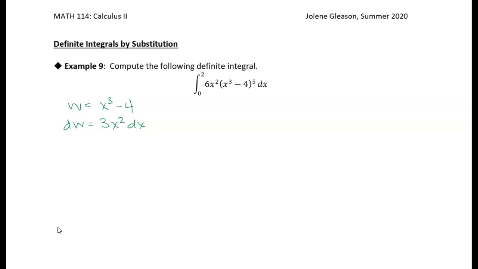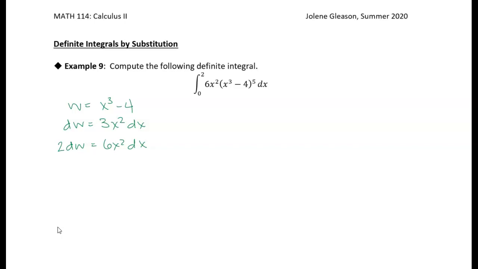Okay, now we have 6x squared. So let's say 2 dw is equal to 6x squared dx. Okay, now there's a couple of different things we can do here. We could go ahead and calculate the antiderivative, not with the indefinite integral of this function, or we could transform the limits of integration. So what I'm going to do is I'll show you both ways.